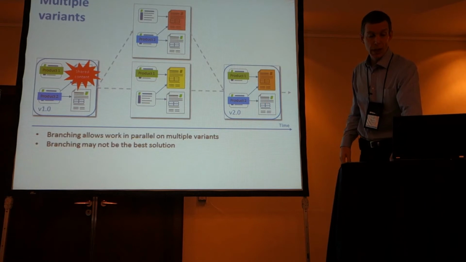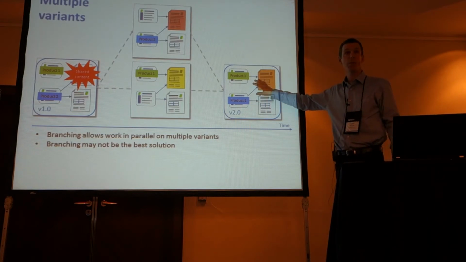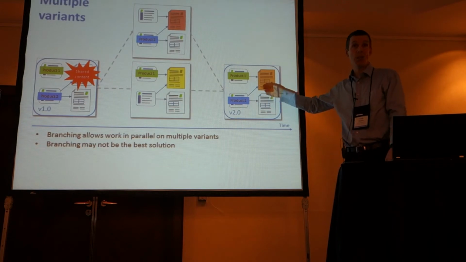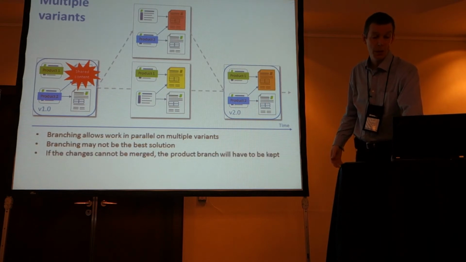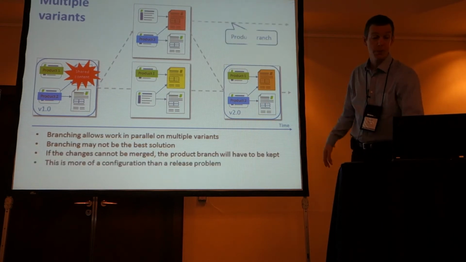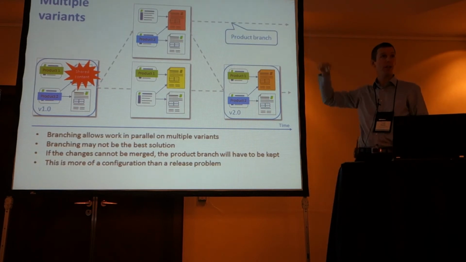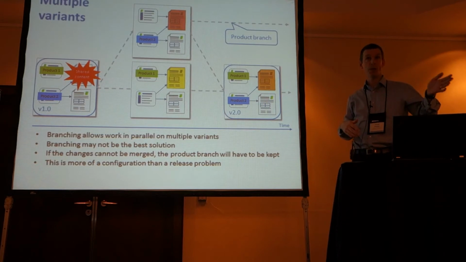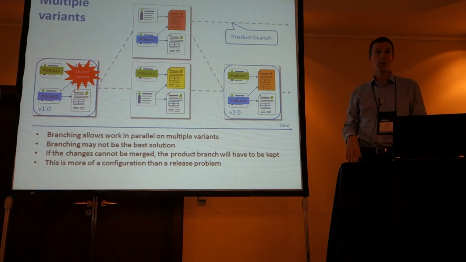So branching would allow you to work in parallel on multiple variants of a product or a topic. But branching may not be the best solution because you might not be able to merge. If you can't merge, then you've just got another copy of the topic, and you might not want to manually manage those different variants or those different copies. And if you can't merge those changes, then you'll have to keep that product branch for the lifetime of that product variant. Do you really want to manage an extra copy of your documents?